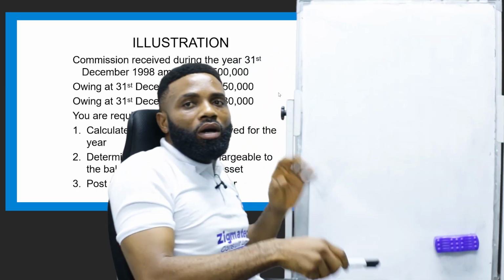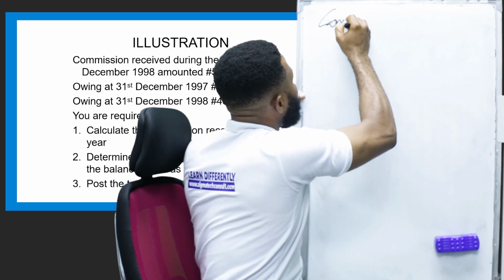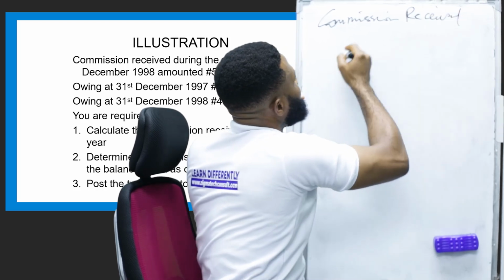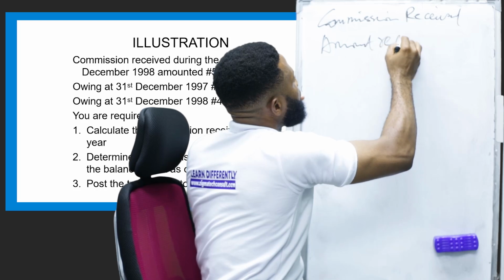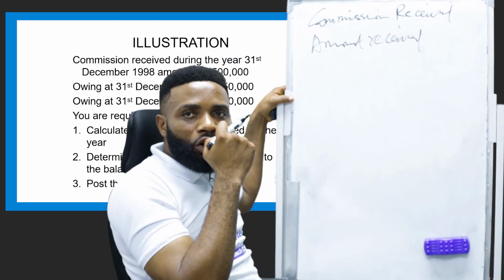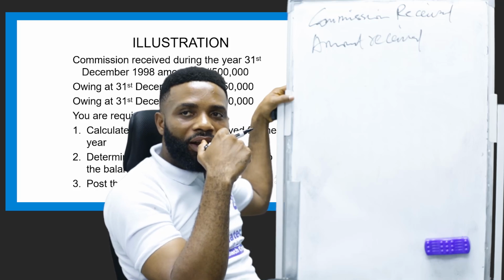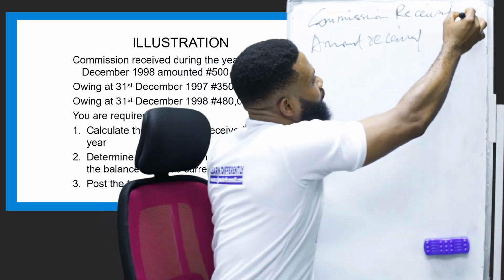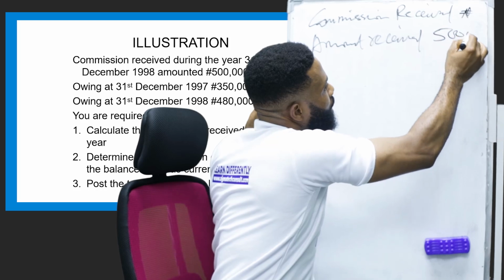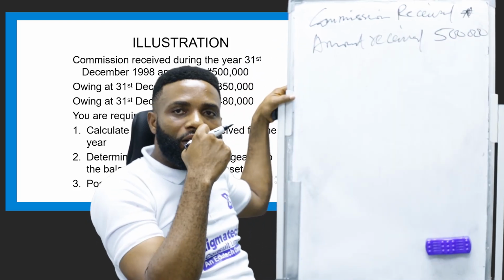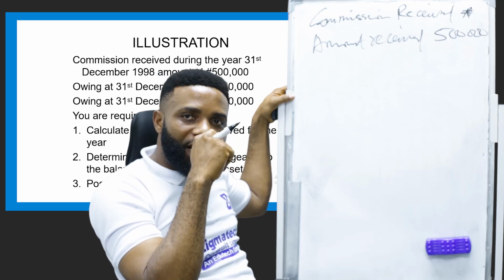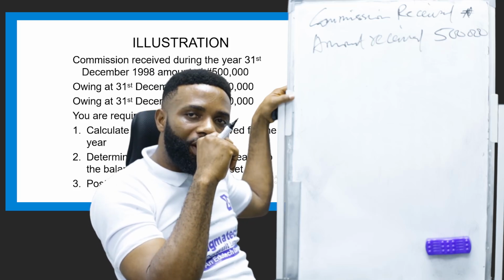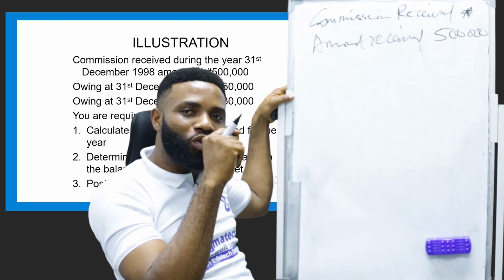All right, so commission received. Now amount received for the period. Commission received during 31st December 1998 is 500. This is the amount you receive for the period. Then amount owed 31st December 1997, that's for last year. Amount owing at 31st December 1998, you are going to now add.